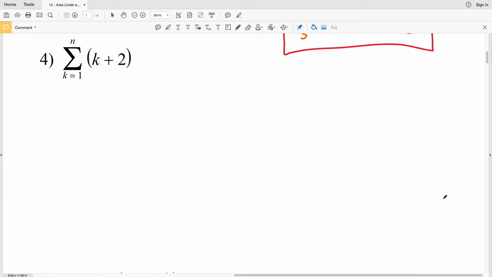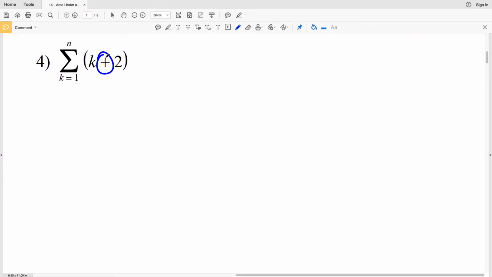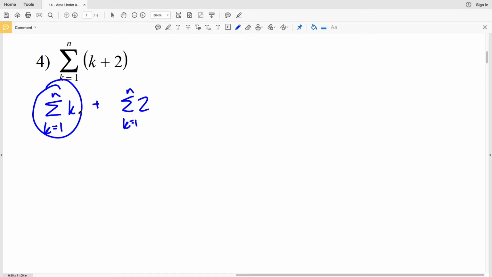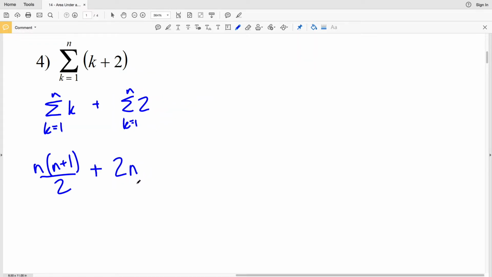And lastly, in this section, number 4. Again, I can split up these terms. So I'll do the sum of k from k equals 1 to n plus the sum of 2 from k equals 1 to n. Now this is our formula, which is n times n plus 1 over 2, and we're going to add that to, taking the sum of the constant, that's going to be 2 times n, the constant times n. So what I'm going to do now, in order to add these two terms together, I'm going to put them over a common denominator. And as I put them over a common denominator, I'm also going to distribute my n.